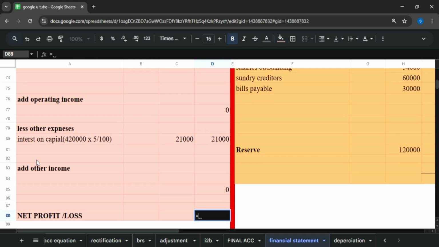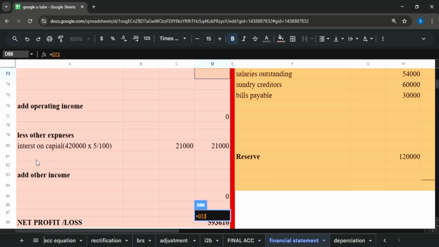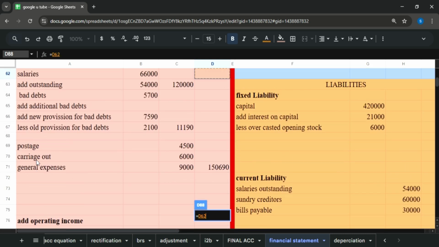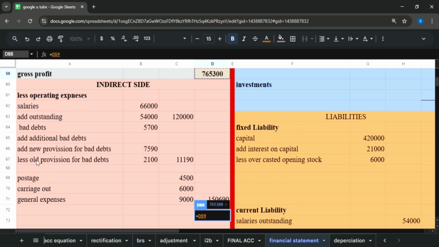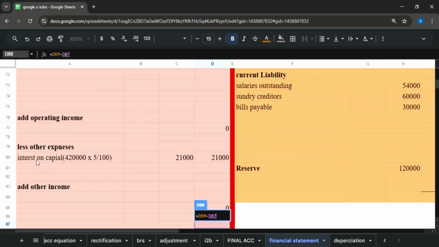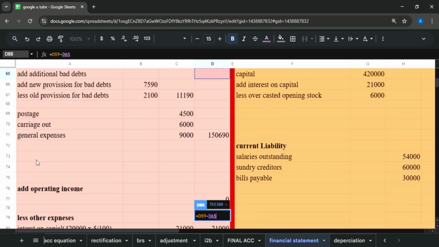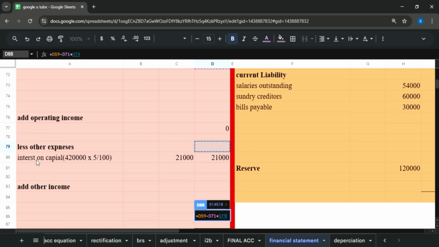So let's calculate our net profit. First, we will take our gross profit 765300. Then you will subtract your operating expenses, and 150690 operating expenses. Then you will add operating income, and you can see operating income is 0. Then you will subtract other expenses, that is 21,000, and then you will add your other income, and other income is 0.